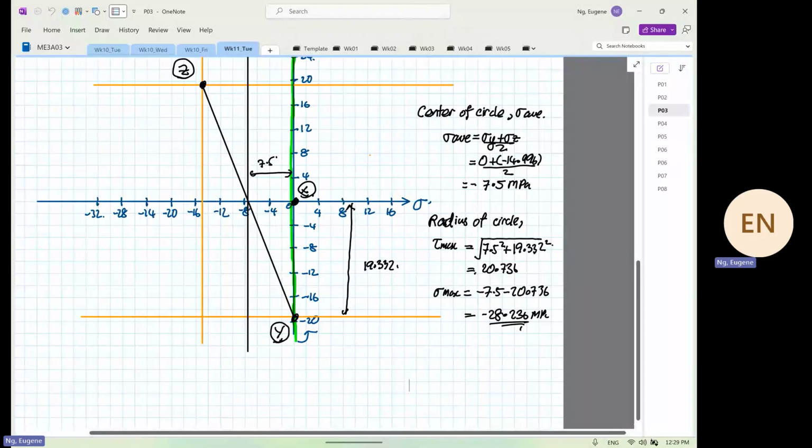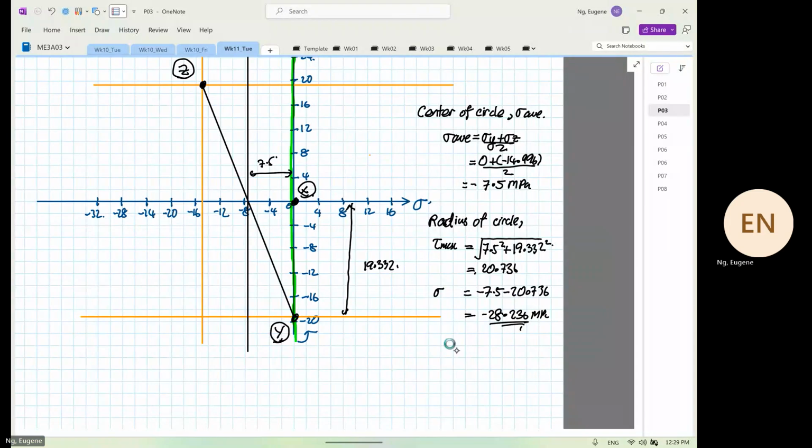So where we stopped, we were calculating. Can you change this? I don't call this stress max. I like to call this stress 1. Okay, so we are calculating the minimum and the maximum stress. And this is our stress 2.